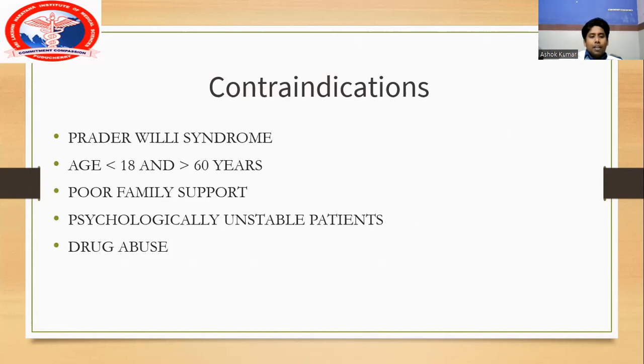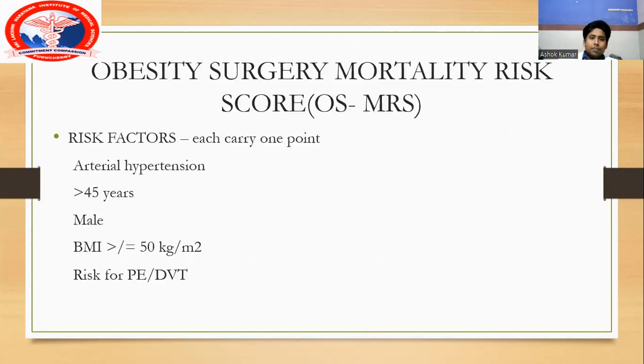And other contraindications are relative contraindications like age less than 18 years or above 60 years. If the patient has poor family support, if the patient is psychologically unstable, who cannot make his own decisions, patients with drug abuse. So these are all patients who are relatively contraindicated for bariatric surgery.